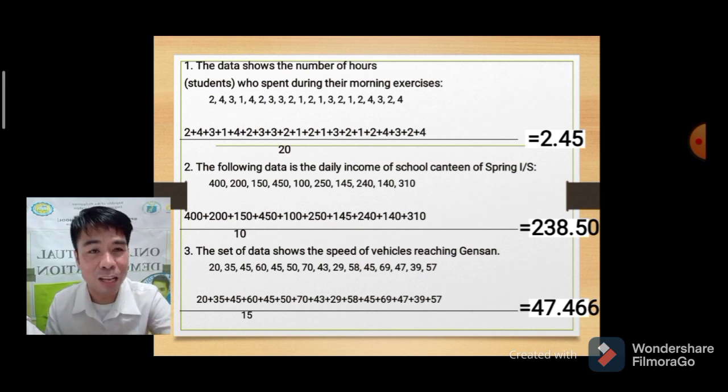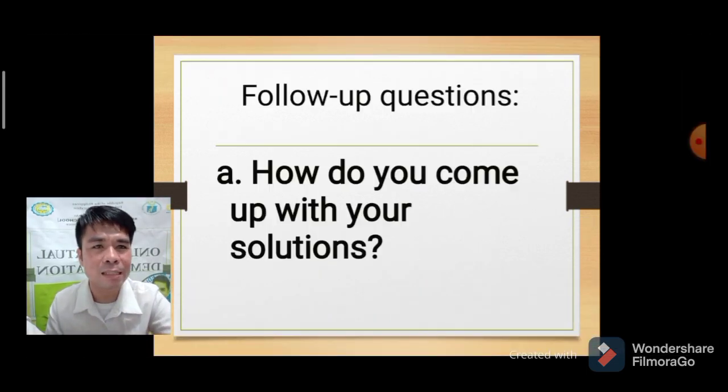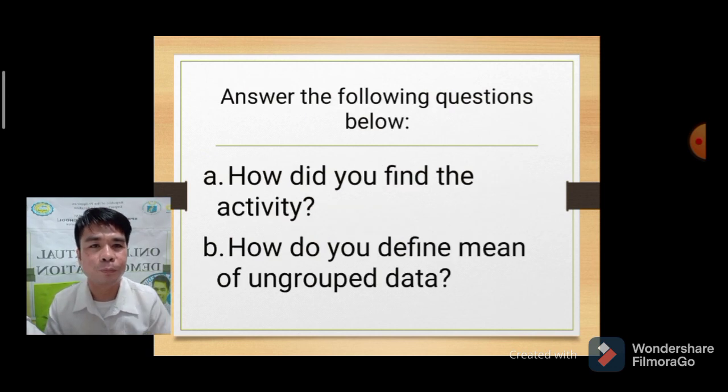Okay, so I believe you can do it alone in your respective houses because we have everything here. Next, we have our follow-up question. How do you come up with your solutions? Is it very easy to find the solutions on how to find the mean? Okay, so if that would be your answer, that's great. Or if you have another answer, you can comment in the video lessons, or you can chat with me on how you came up with your solution.